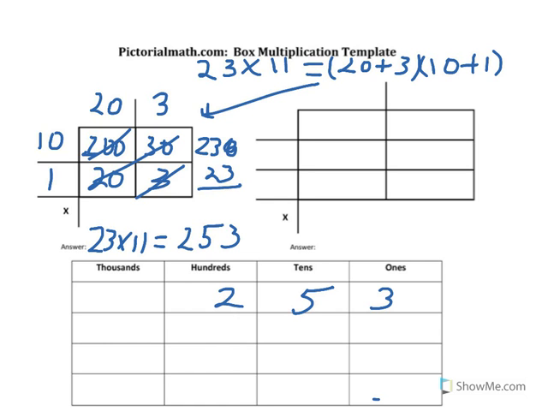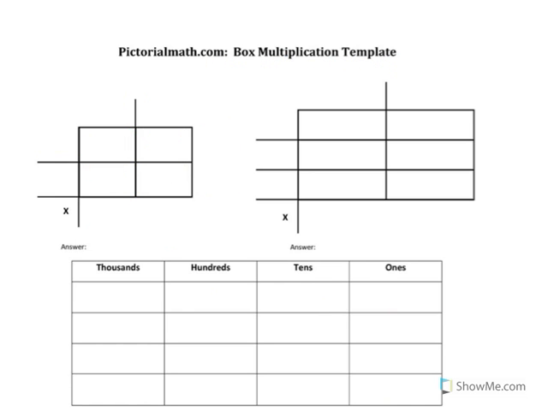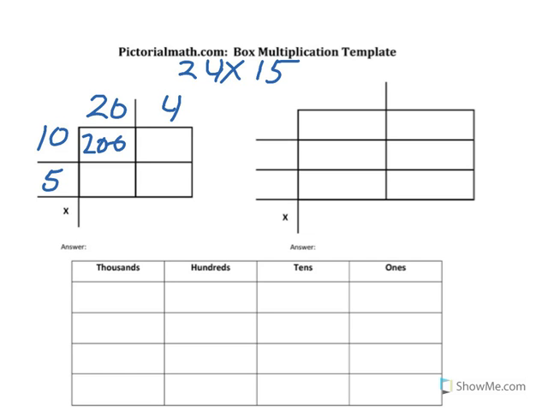Alright, so let me show you another one. Let's say that we're multiplying 24 times 15. So we have 20 and 4 and 10 and 5. So I'm going to multiply and I get 200, 10 times 20, or 20 times 10, and then 20 times 5 is 100, and 4 times 10 is 40, and 4 times 5 is 20.